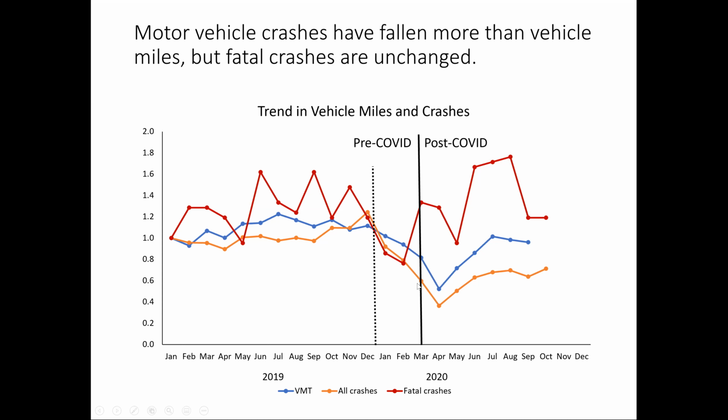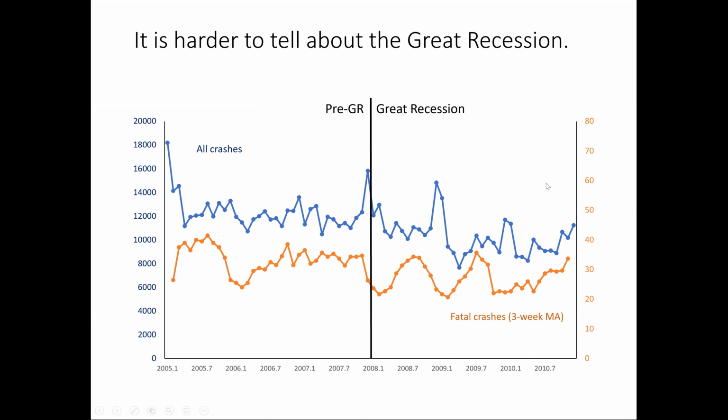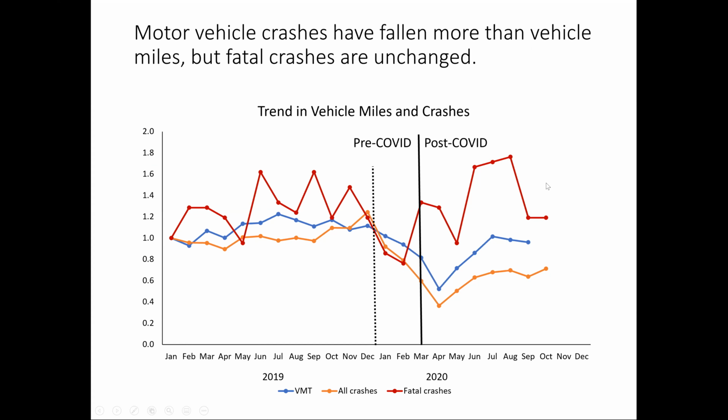The orange line is any crash. So any crash with reasonable property damage and so on. And that's actually gone down by even more. So the number of crashes has gone down by roughly the same amount, if anything, a little bit greater than the vehicle miles driven. What has not changed at all is the number of fatal crashes.